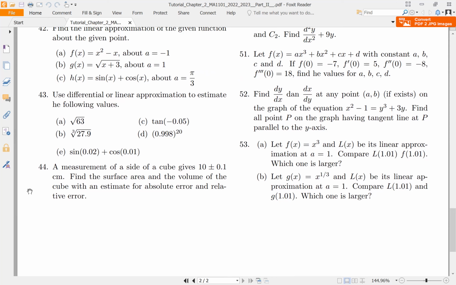Okay, so for number 43, 44, okay. Yeah, use differential or linear approximation to estimate the following values. Okay, so you are given, for example, let us consider 43a there.